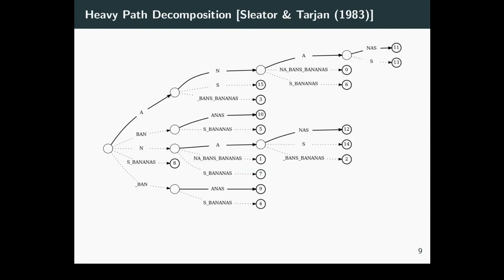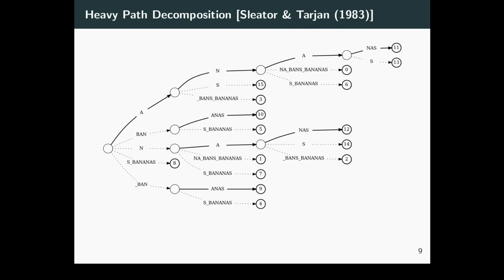The foundation for our first trade-off is the heavy path decomposition, which is a decomposition for trees in general, and we're going to use it on the suffix tree. The heavy path decomposition is constructed by starting at the root and then picking the heaviest child, that is the child with the most descendants, and keep doing this until you reach the leaf, and this path now becomes your first heavy path. And all the edges branching off that heavy path become light edges, and then all the remaining subtrees are recursively decomposed, and you keep doing this.